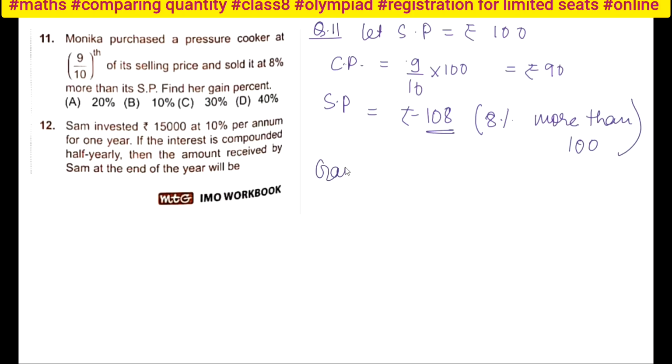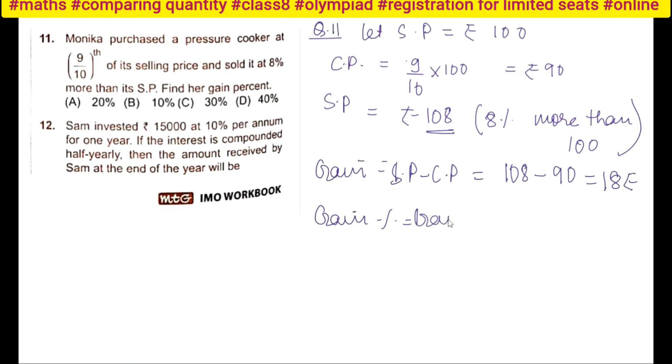Now what will be my gain? Gain will be SP minus CP, or I can say 108 minus 90, or 18 rupees. So gain percentage is always on what? CP only. So it will be gain upon CP into 100, right? Or I can say 18 upon 90 into 100. 10 into 10 two times. So I will get 20%. So my gain percent is 20%. So option A will be the right one.